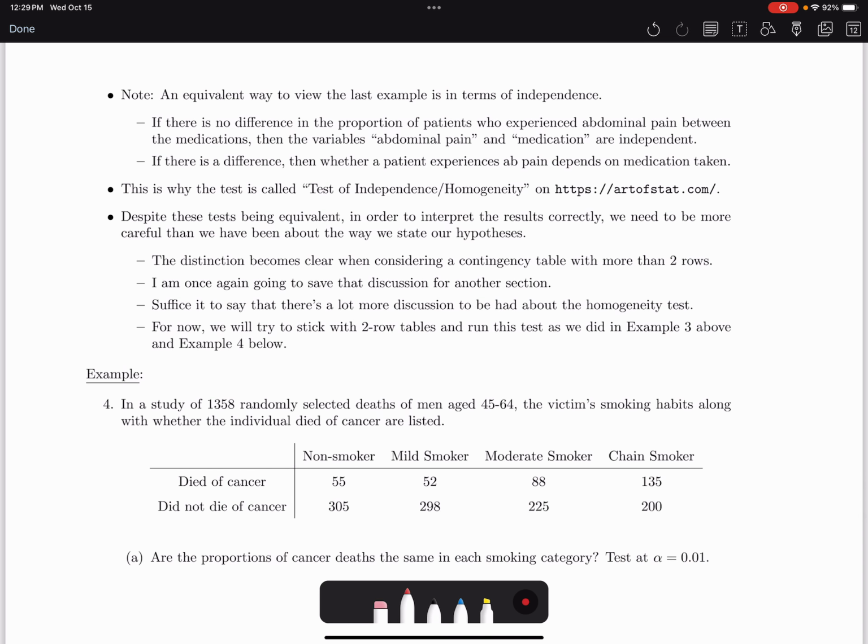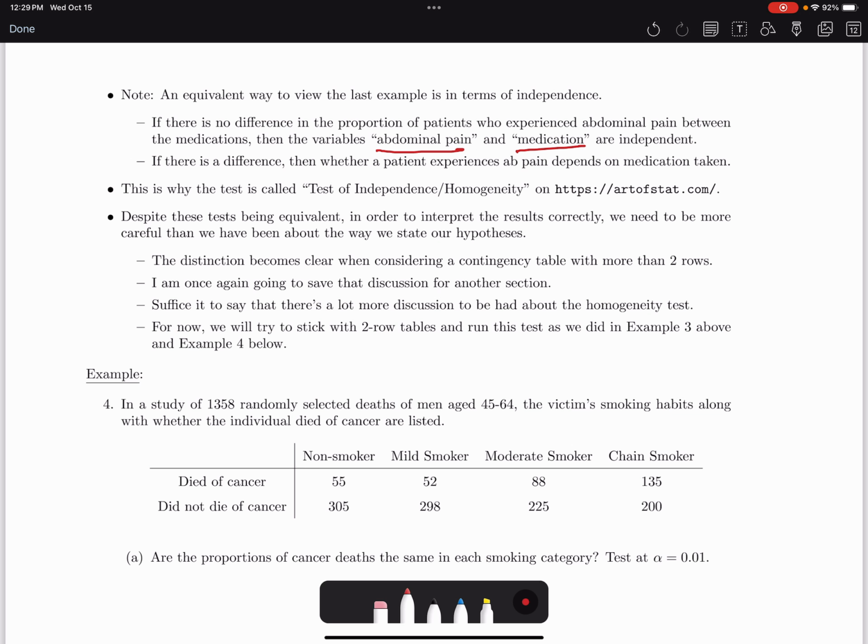An equivalent way to view the last example is in terms of independence. This is not something I'm going to dig into a ton right now, but we will come back to this topic in Unit 4. But to see why those things are equivalent, notice that if there's no difference in the proportion of patients who experienced abdominal pain between the medications, then the variables abdominal pain and medication are independent. In other words, if the medication that you take doesn't affect the likelihood of you experiencing abdominal pain, then the variables abdominal pain and medication are independent, right?